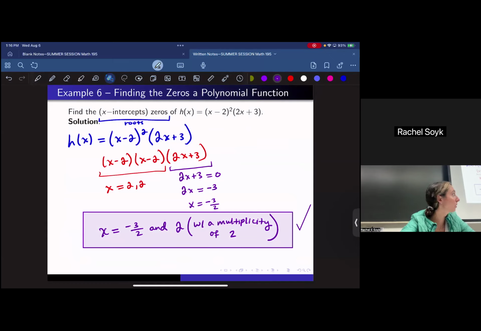Any questions on this one? I believe we have 5 more examples from this section, and we should be done.